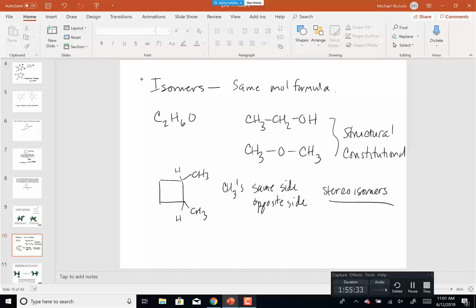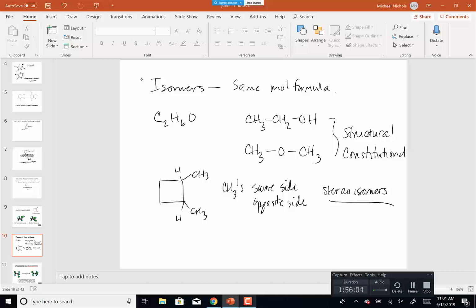So that's something that was not part of alkanes. Because in a non-cyclic alkane, if I just have a hexane chain, I can rotate the methyl groups all over the place. I've got free rotation. In a ring, I don't. And so those are two different three-dimensional structures, so those are stereoisomers. Stereoisomers are basically the same structural isomer, but with different three-dimensional arrangements.